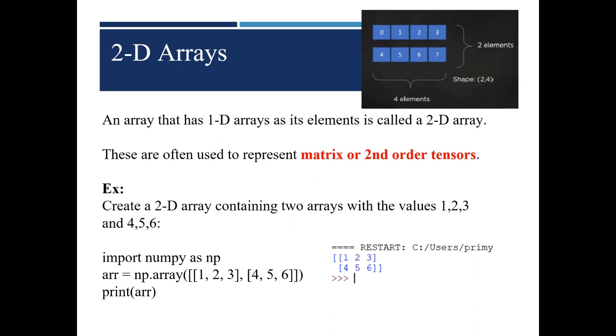An array that has one dimensional arrays as its elements is called a two dimensional array. Here the difference is, in the previous case, different zero dimensions together formed one dimension, and different one dimensions together form two dimensions. They are also used to represent matrices or second order tensors. Create a two-dimensional array consisting of values 1, 2, 3 and the next array 4, 5, 6. You can do that with np.array([[1, 2, 3], [4, 5, 6]]). It will print the two-dimensional array.